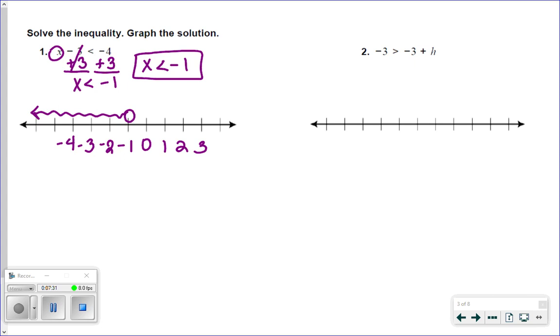Okay, let's try number 2. We've got negative 3 is greater than negative 3 plus h. Okay, so this is where my variable is this time. So this operation that is next to it, that's what I want to undo. I want to get h alone by undoing this addition of the negative 3. So when I think about, well, they combined it with a negative 3, what's the opposite of that? Always look at the sign in front. This is a negative 3. And so this is going to now be a positive 3 on both sides of the inequality.